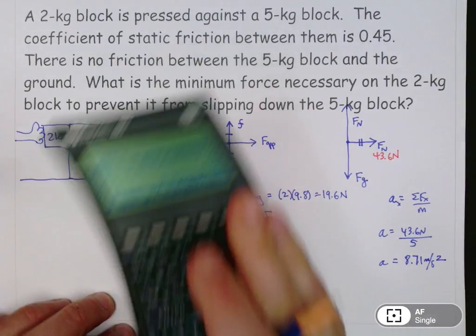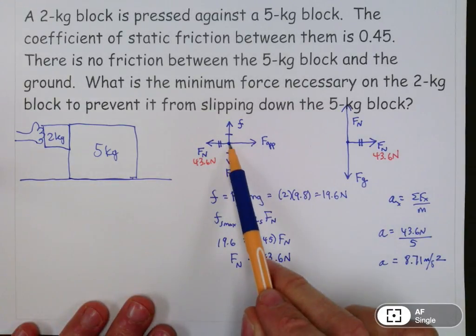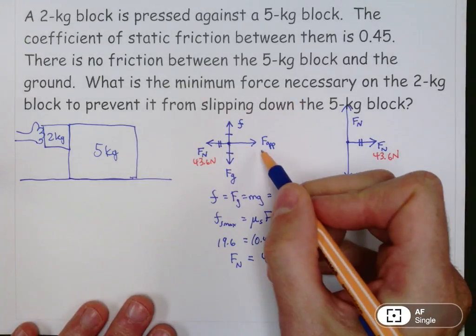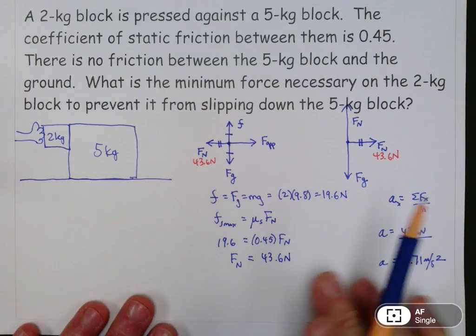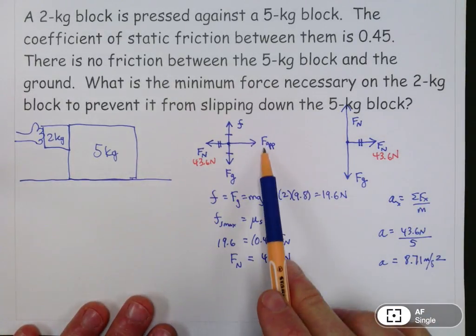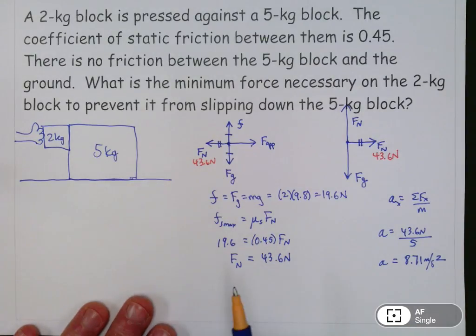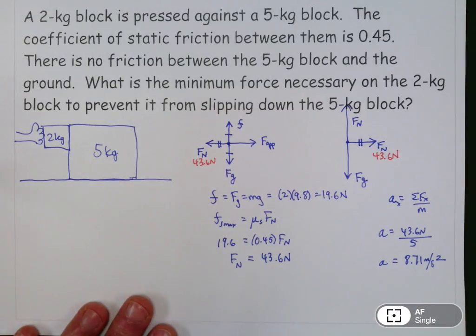So this thing needs to have an acceleration of 8.71 meters per second squared in order for this thing to not slip. So now we can go back. Our goal here was to figure out this applied force. And I know a common mistake is to think that the applied force is going to be equal to the normal force. But that would only be true if things were moving at a constant velocity or if it was at rest in the sideways direction. And that's not the case. It's accelerating at 8.71 meters per second squared.